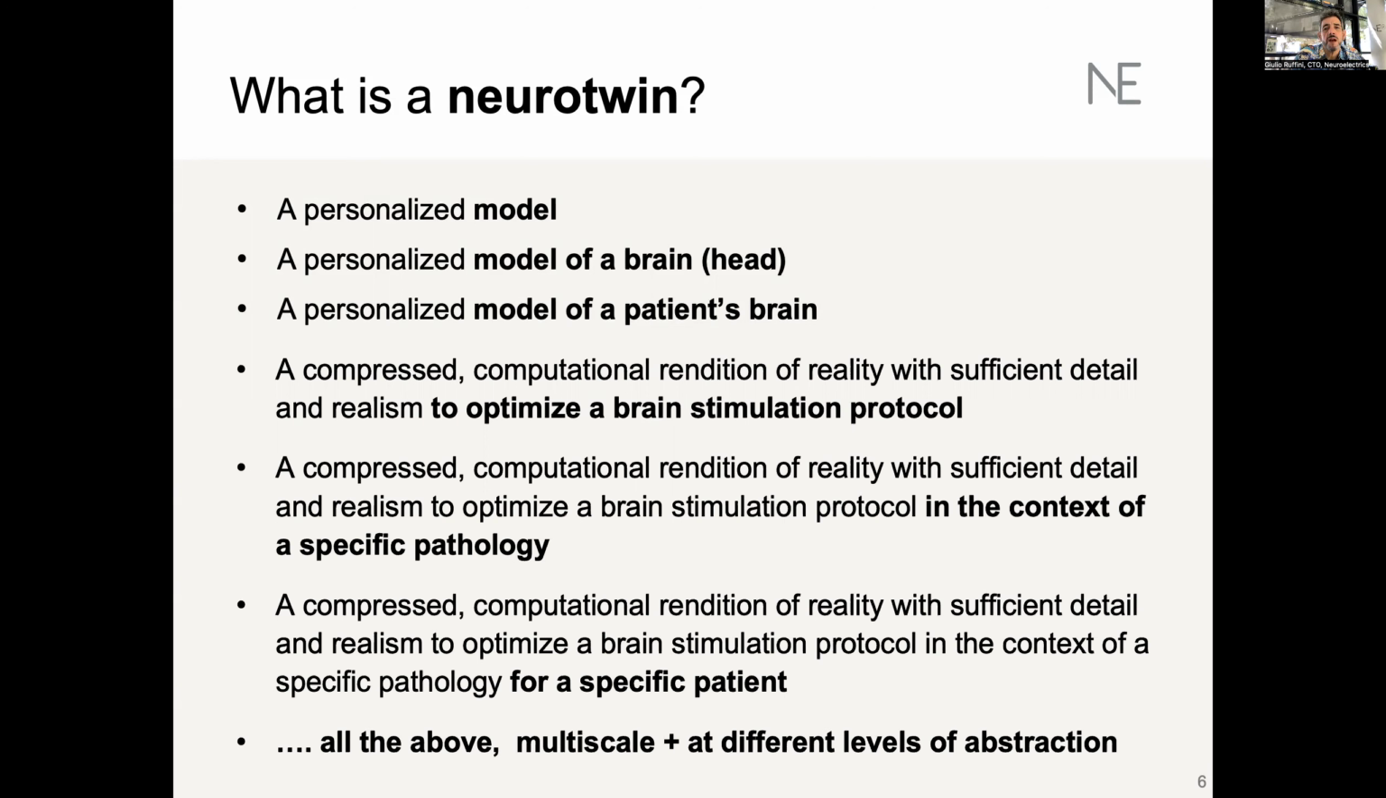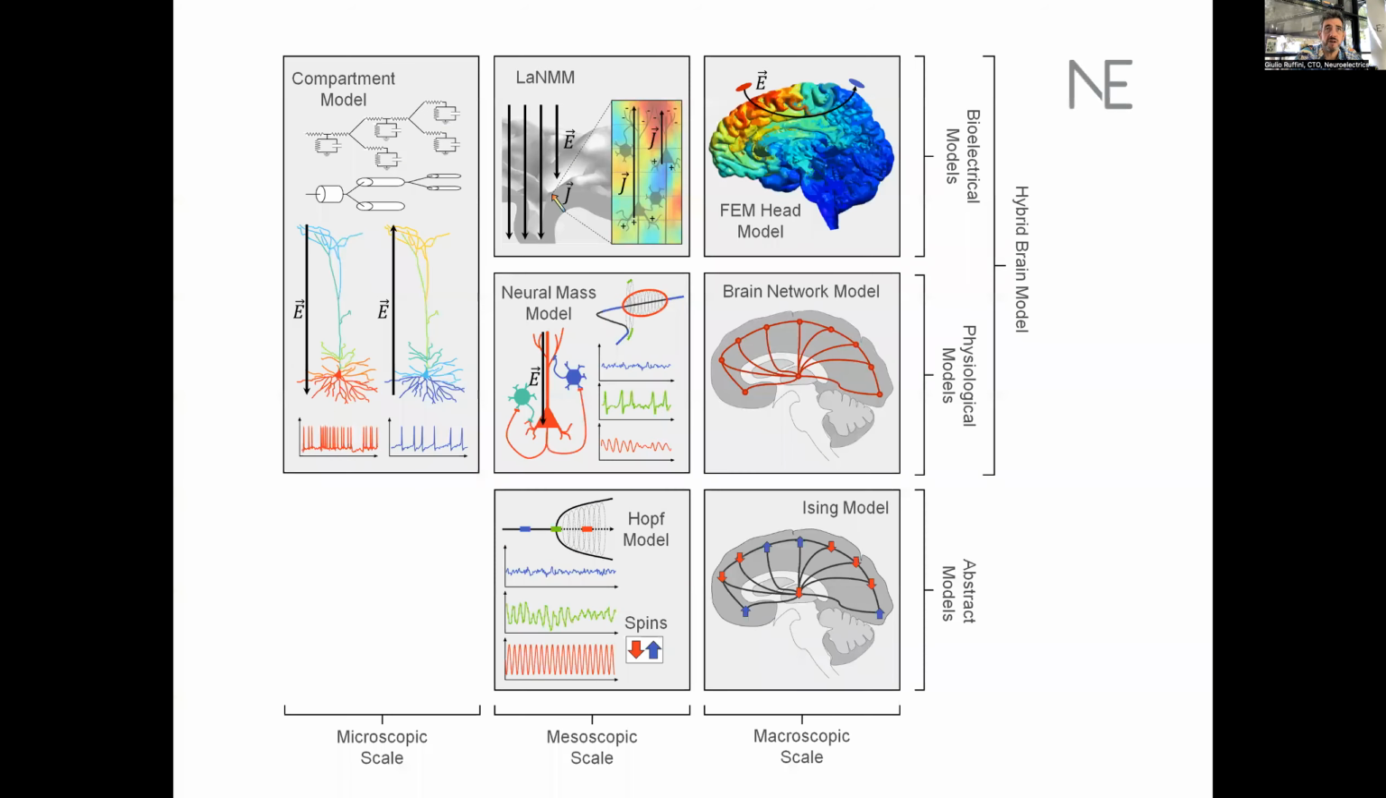This is achieved using a multi-scale approach and multiple levels of abstraction in the modeling framework, because the brain is a very complex system. So we have different modeling layers in what we do. One is the physical layer, so modeling the electric fields that are generated by our systems, by brain stimulation, and also the electric fields that the brain generates itself. This is the physics part.